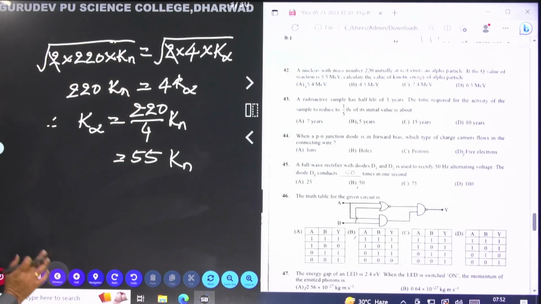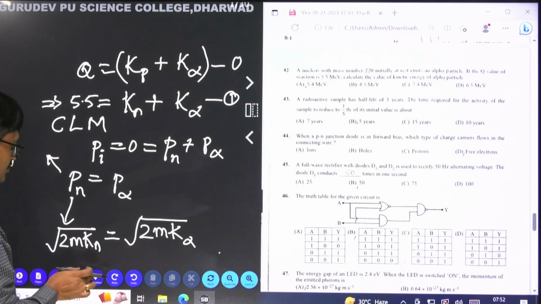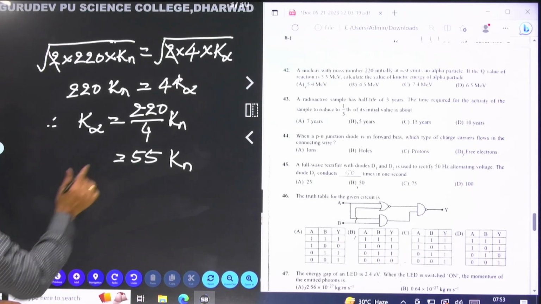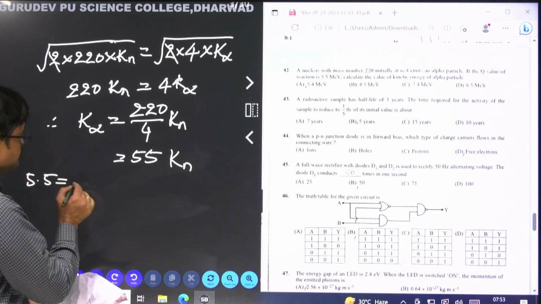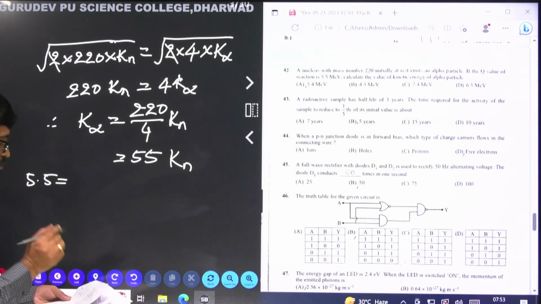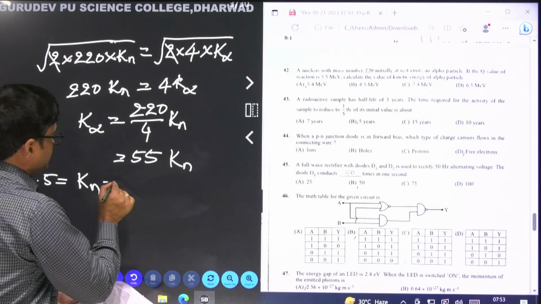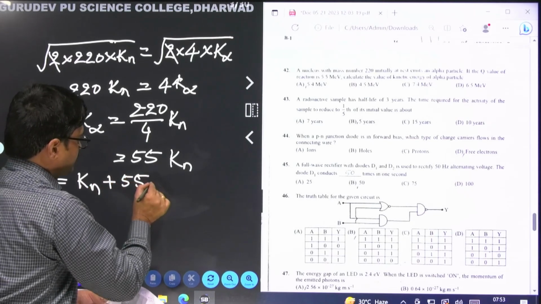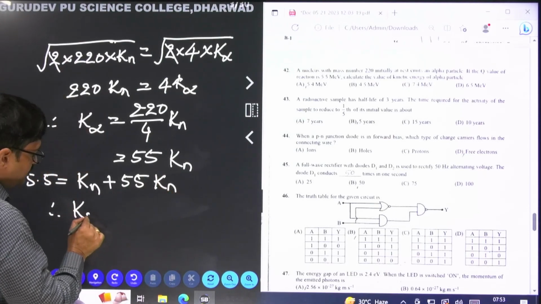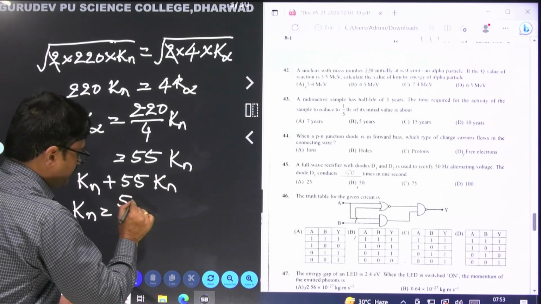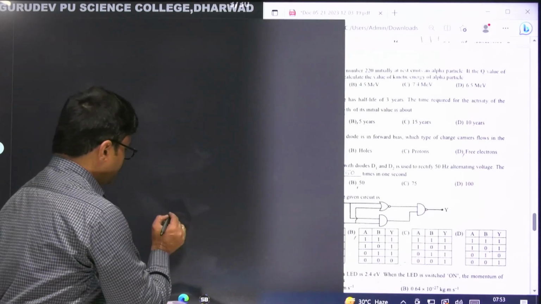As you can notice here, previously we had this equation 1. So in this equation 1, I'll be substituting the value that I have obtained. So hence I'll get 5.5 is equal to K of nucleus plus 55 K of nucleus. So therefore K of nucleus will be equal to what? 5.5 divided by 56.